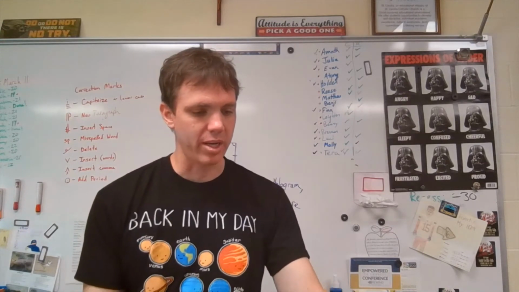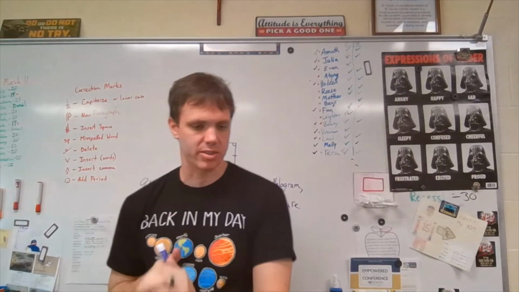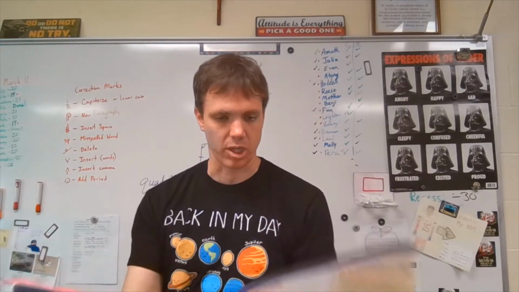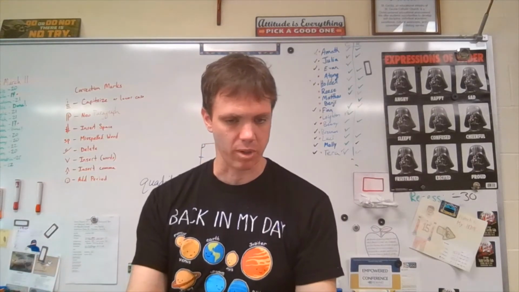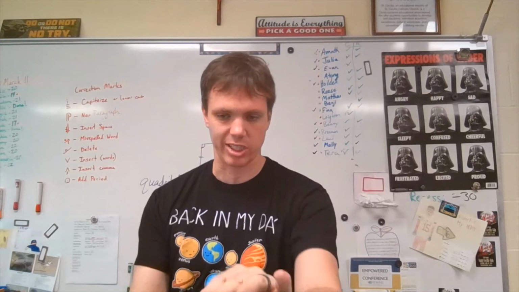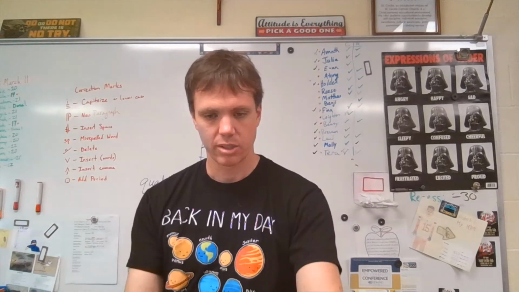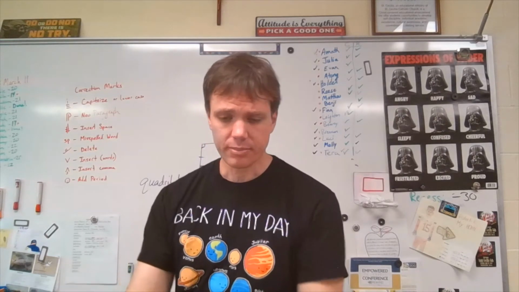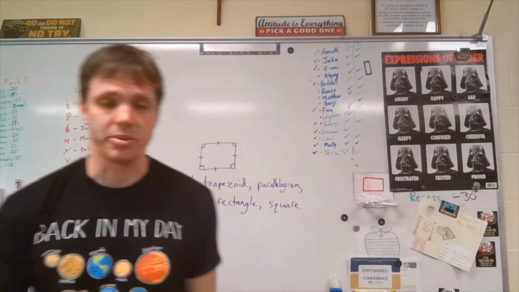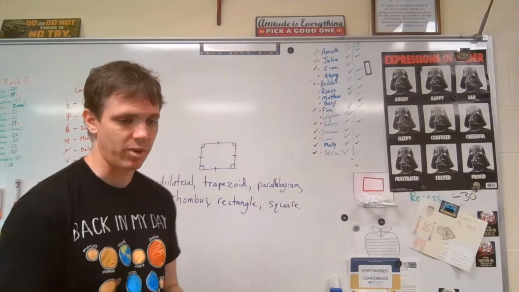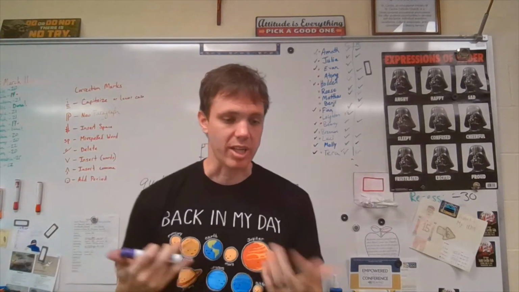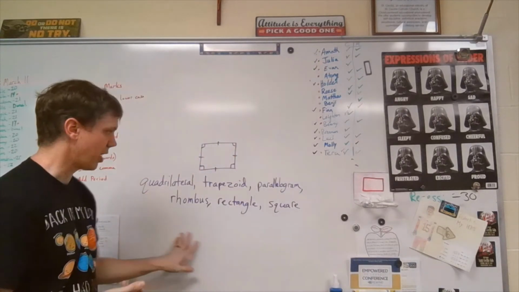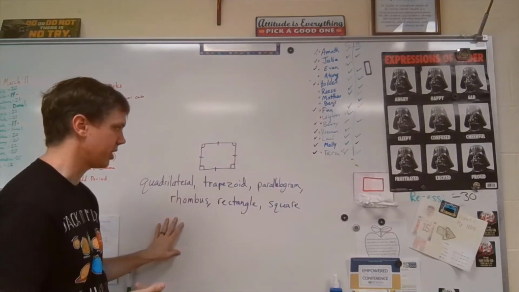So when you get to questions 4 through 7 on page 651, and then 2 through 6 on the homework, it's going to ask you to name these shapes, right? Basically classify the quadrilateral in as many ways as possible. Well, if you have a square, this is all the ways that you could possibly classify it.